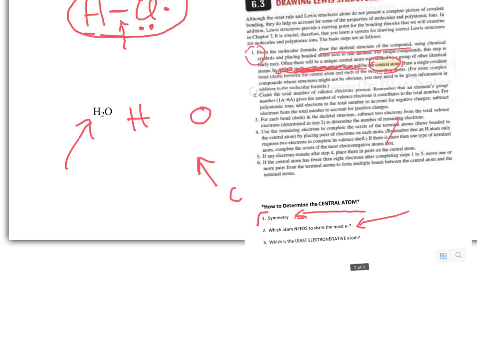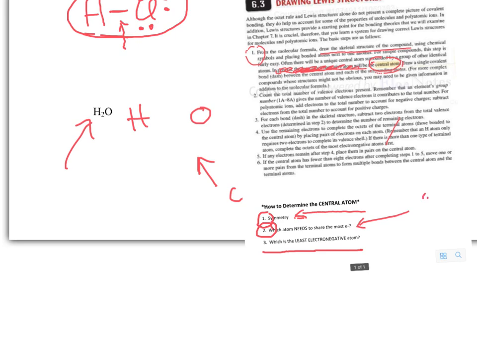Do symmetry first. Can you just make the molecule look balanced by the number of atoms of each kind that you had? Then if that doesn't work, look to see whoever needs to share the most, and that one should go in the middle. Last but not least, if those other 2 things fail, and you shouldn't need this one too often, then you look for the least electronegative atom, and that'll be the one that you put in the middle.